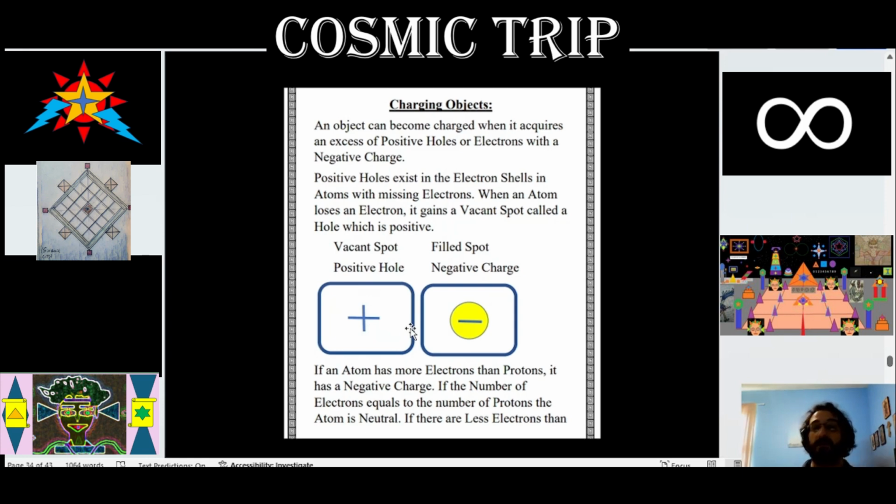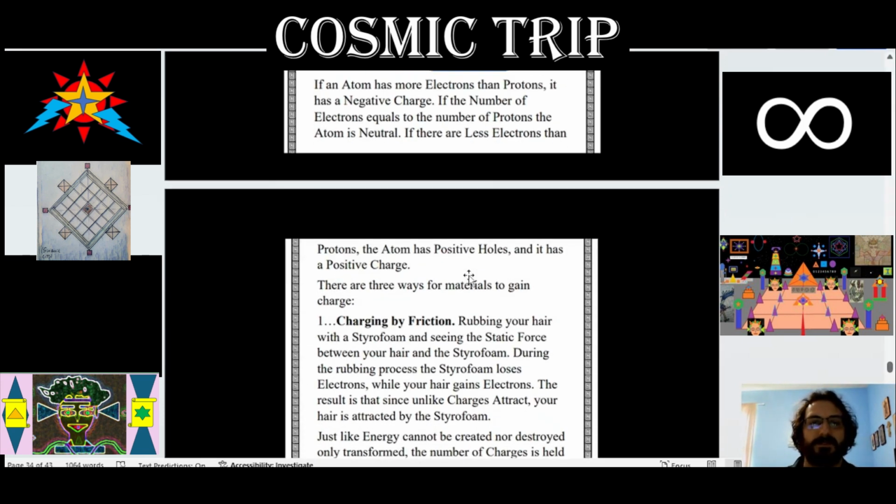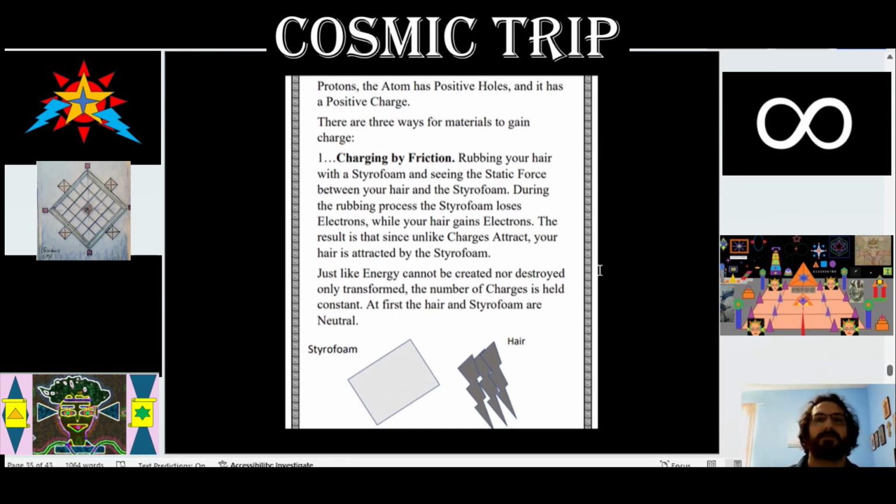it becomes neutral. Now, if there is a negative charge, if there's an extra electron in an atom, then the atom is no longer neutral, but it has a negative charge. If an atom has more electrons than protons, it has a negative charge. If the number of electrons equals the number of protons, the atom is neutral. If there are fewer electrons than protons, the atom has positive holes and it has a positive charge. And this gives rise to ions, the cations and the anions and so on.